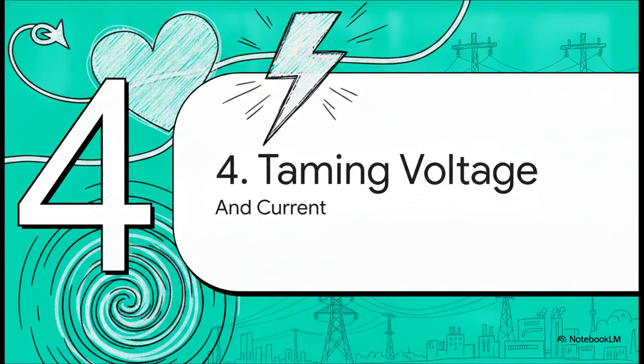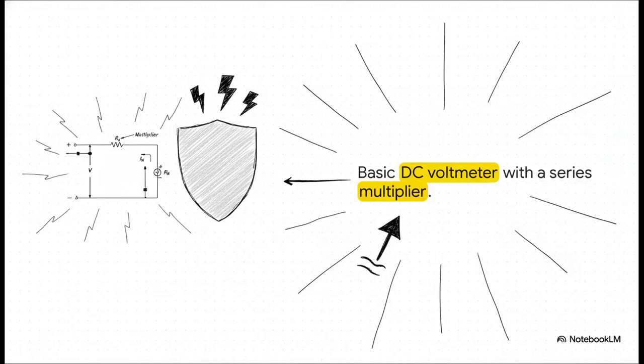Let's see how they build that armor in part four, taming voltage and current. So the crucial point is, how exactly do engineers adapt this fragile, highly sensitive little heart so it can safely measure massive, powerful voltages out in the real world?